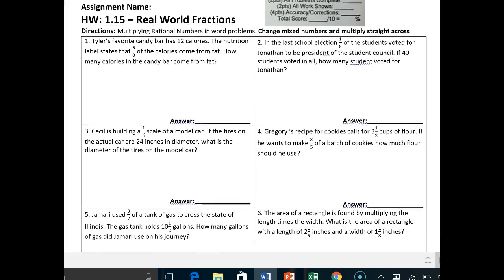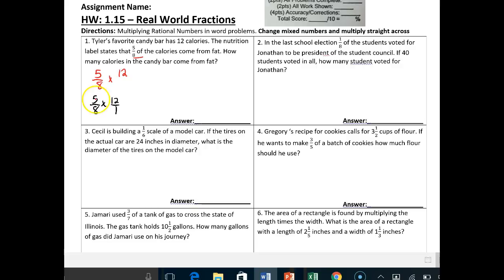So it says Tyler's favorite candy bar has 12 calories. The nutrition label states that 5/8 of, there's that keyword of, the calories come from fat. How many calories in the candy bar come from fat? So we want 5/8 times 12. Make sure your writing is nice and neat tonight. 5/8 times 12 over 1, because that's how we make a whole number a fraction. We just put it over 1.